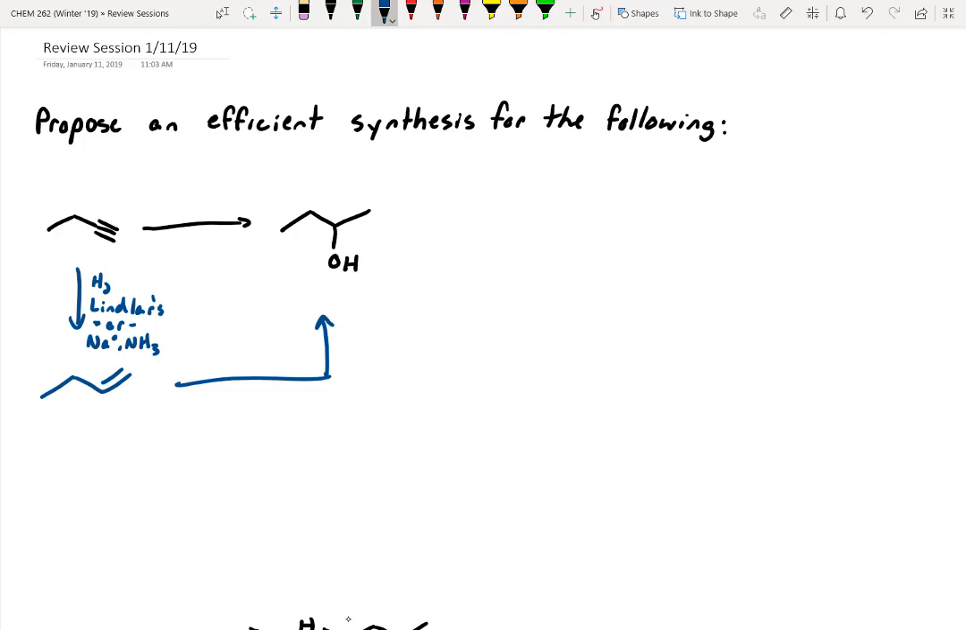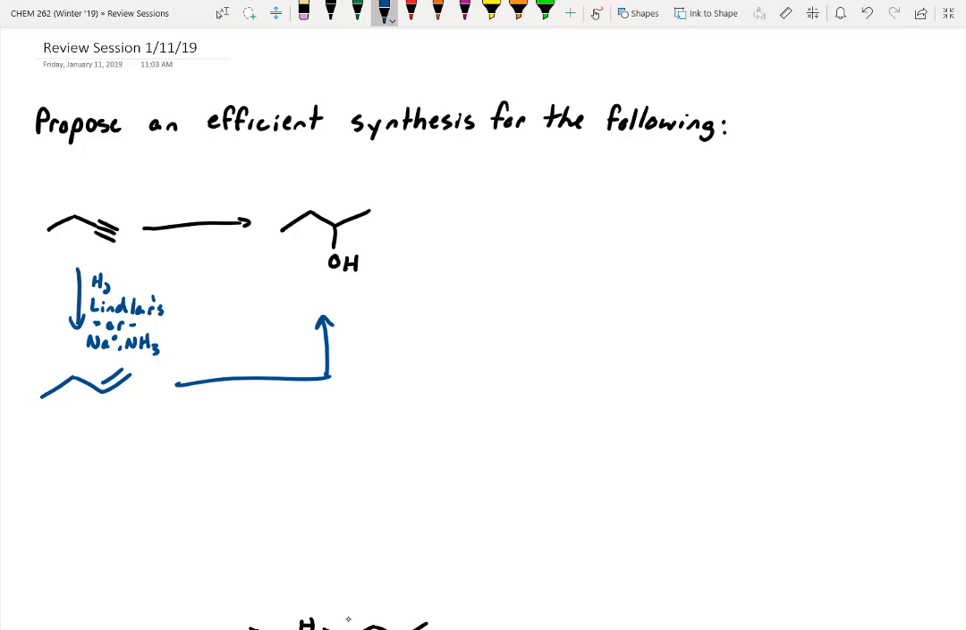Can we use hydrogen and palladium? Yeah, if we did hydrogen and palladium catalyst, we'd go to an alkane, right? We would overshoot and we wouldn't stop at the alkene. So using one of these poison catalysts or dissolving metal reduction would be most appropriate.